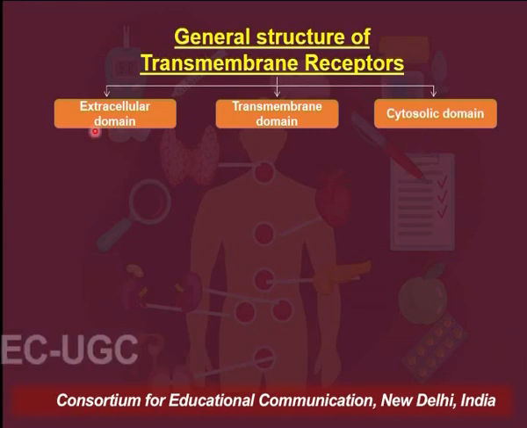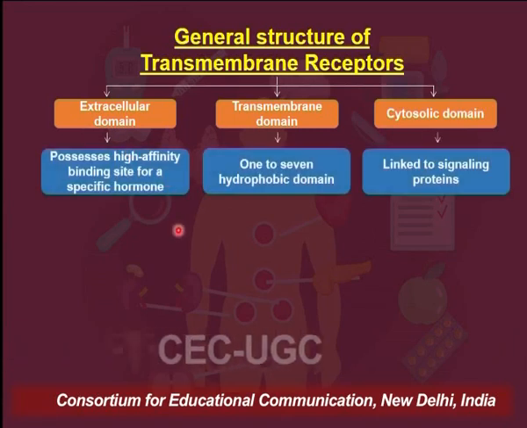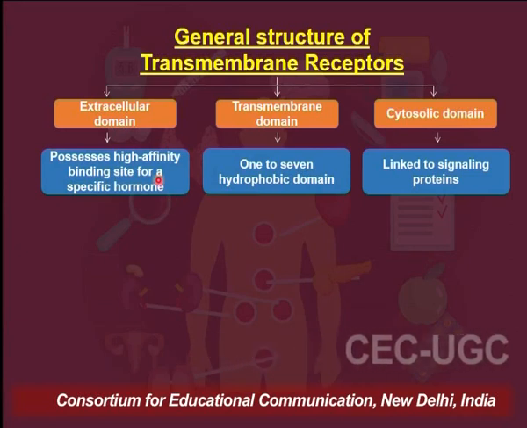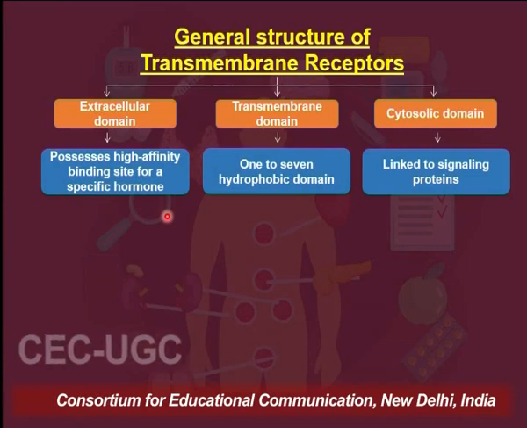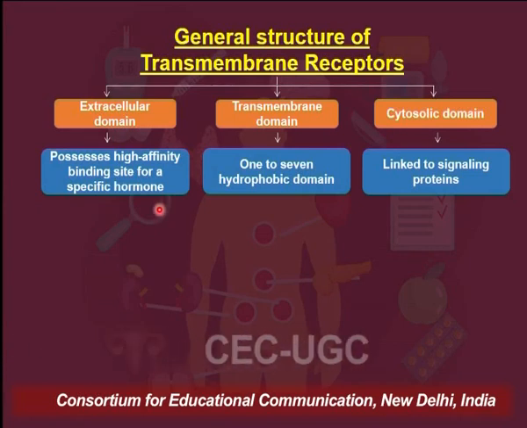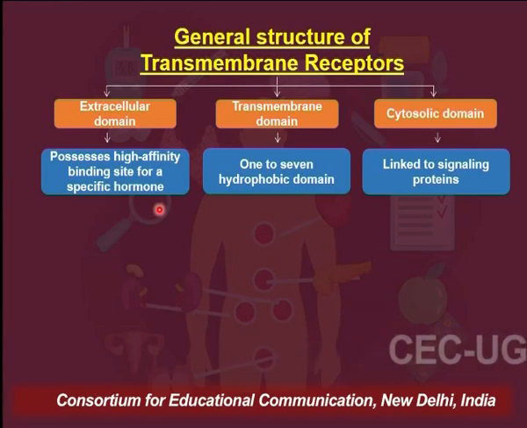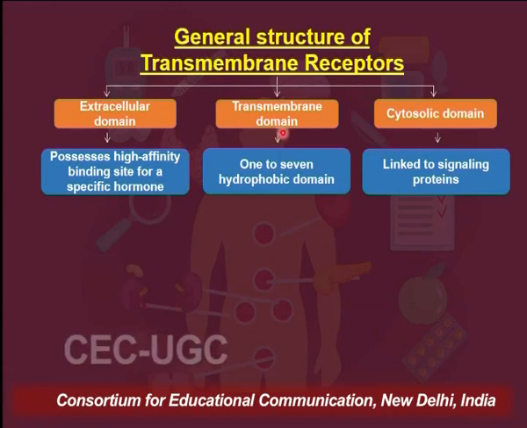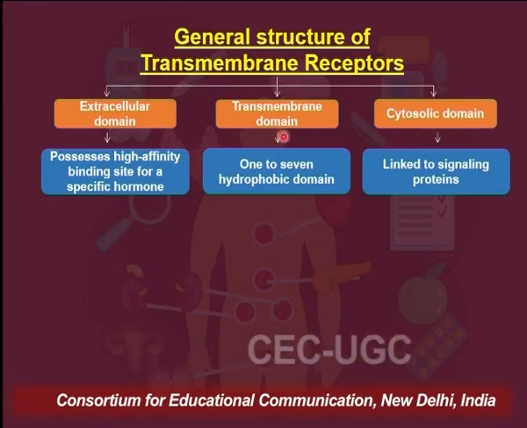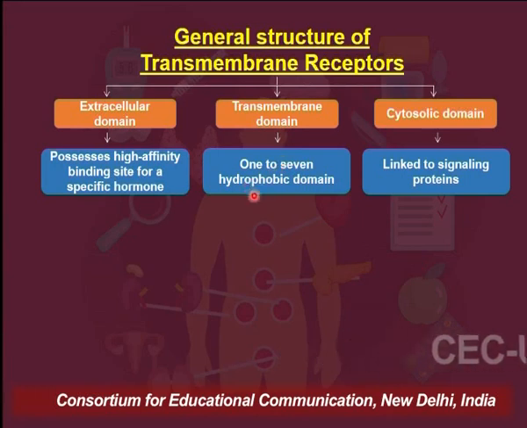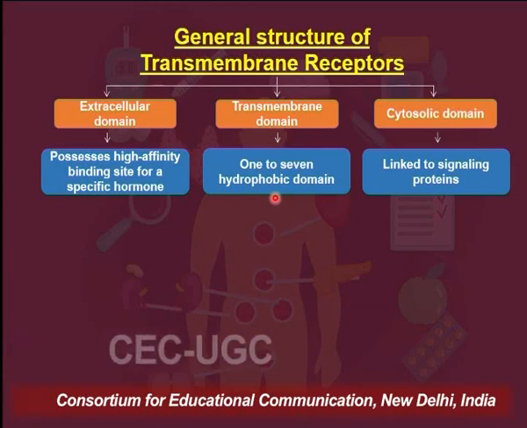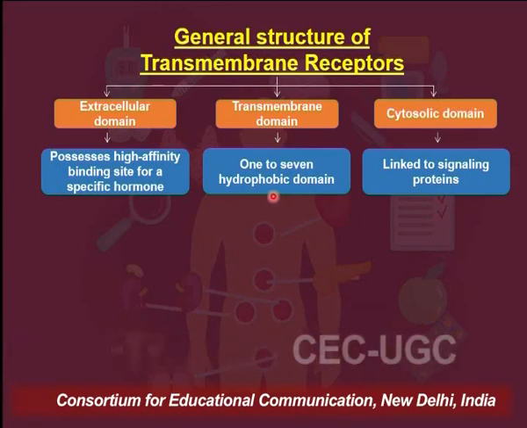Now, in the extracellular domain, this domain has to interact with the hormone. It has to bind with the hormone. Therefore, the extracellular domain will possess very high affinity binding sites for the specific hormones. Whereas the transmembrane domain might range from 1 to 7 hydrophobic domains, because it has to stay within the lipid bilayer. So it would be made up of hydrophobic domains.